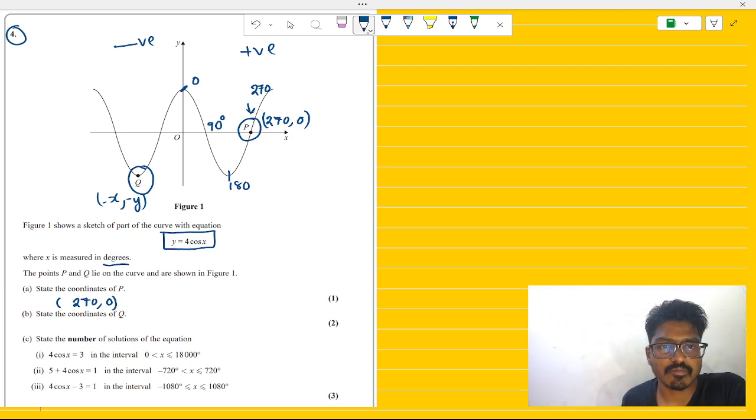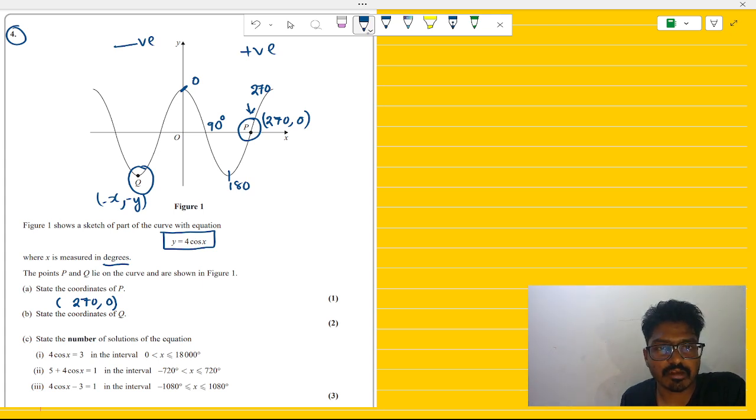And now we will have to find the coordinate Q. To find the coordinate Q, here we have 0, negative 90, negative 180. So we can find that the x coordinate of Q will be negative 180, and then here if you look at it, this will be positive 1 and this will be negative 1.